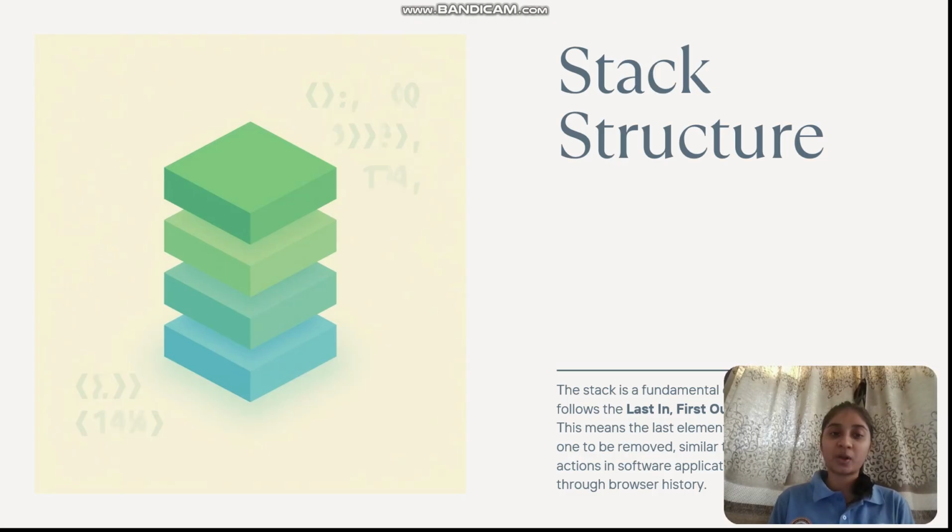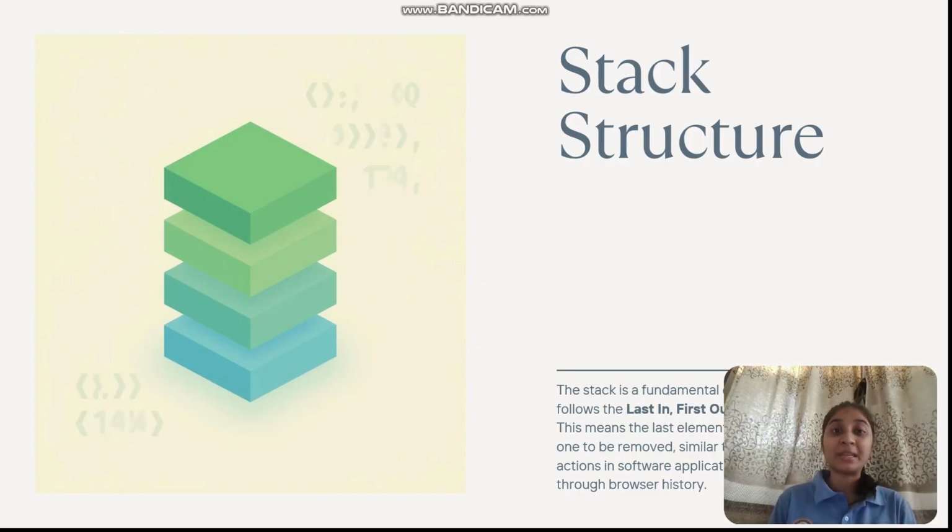Next is the stack structure. A stack follows the principle of LIFO, that is last in, first out. This means the last element added to the stack is the first one to be removed. A simple real life example of a stack is a pile of plates in a cafeteria. The last plate placed on top is the first one to be taken.